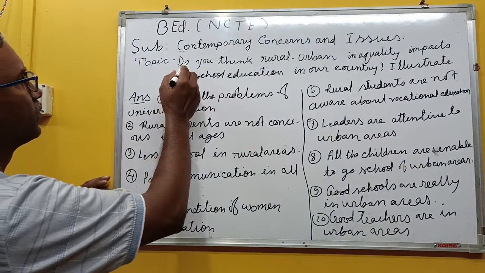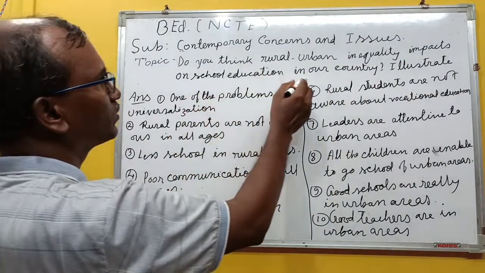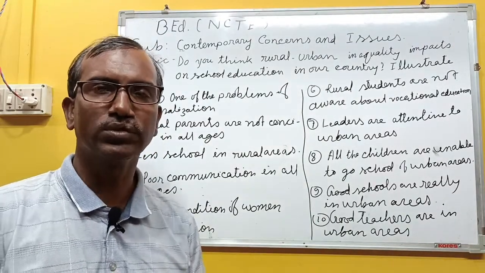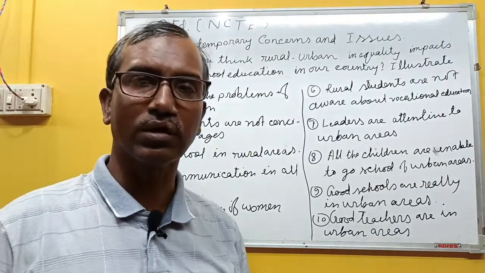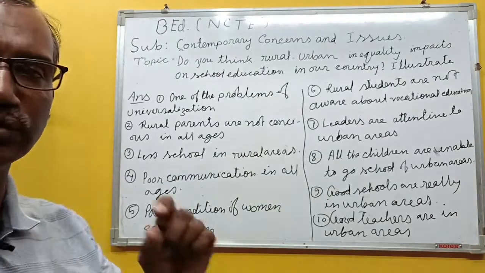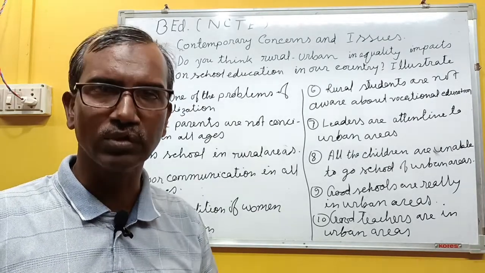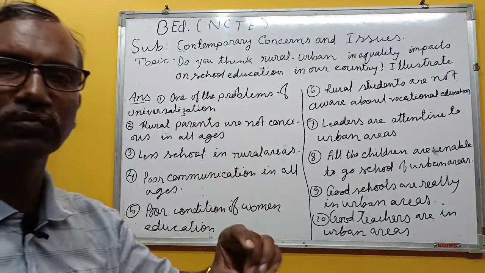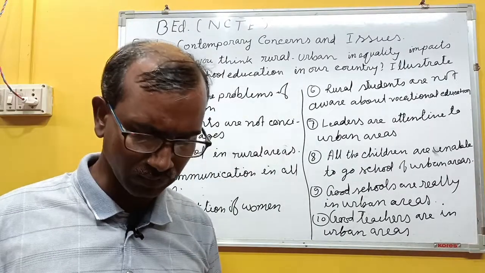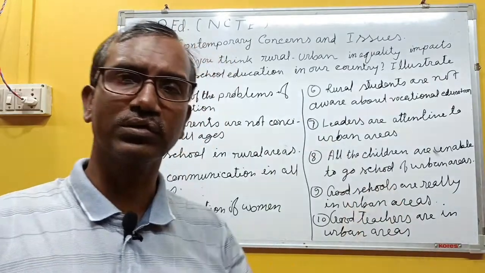First of all, the question is: do you think rural-urban inequality impacts school education in our country? Illustrate. In different universities, questions on rural-urban inequalities are seen in final examinations. Rural-urban inequality is one of the issues in modern Indian education, and it has been true from old ages. We can see this issue from before independence. So a variety of questions are asked on rural-urban inequality. Rural areas are village areas, and urban areas are towns and cities.